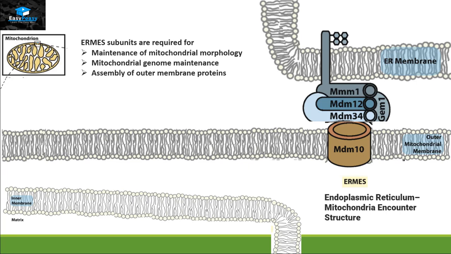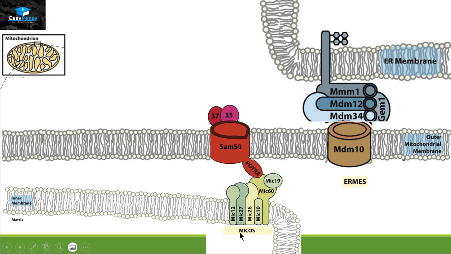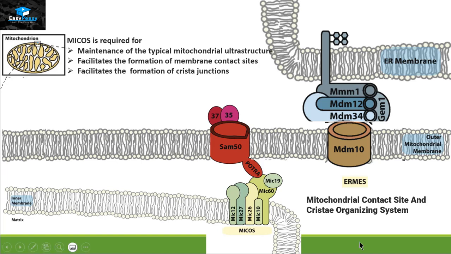The outer mitochondrial membrane is also connected with the inner membrane by a structure called MICOS. The full form of MICOS is mitochondrial contact site and cristae organizing system. MICOS are required for the maintenance of typical mitochondrial ultrastructure, to facilitate the formation of membrane contact sites and facilitate the formation of crista junctions.